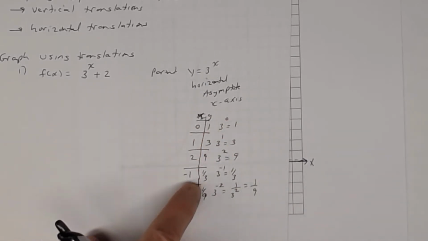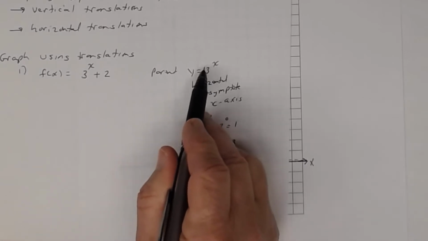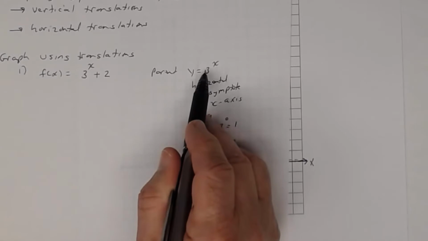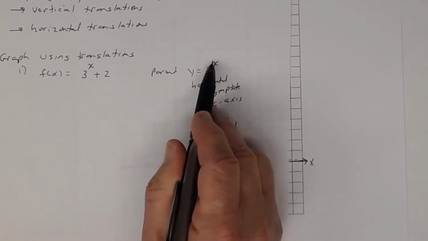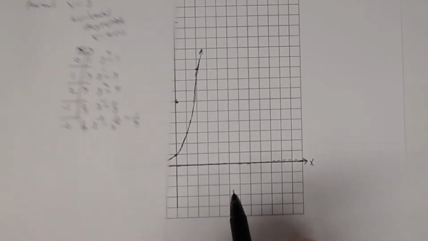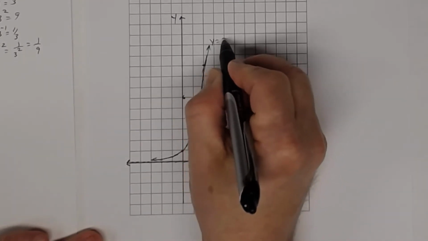When dealing with the parent function, your y values are always going to be positive because remember, the base is positive, and it's not equal to 1. Remember, the base cannot equal 1. And a positive number raised to any exponent, positive, negative, or 0, is always a positive number. All right, so there's the parent function. This is y equals 3 to the x.